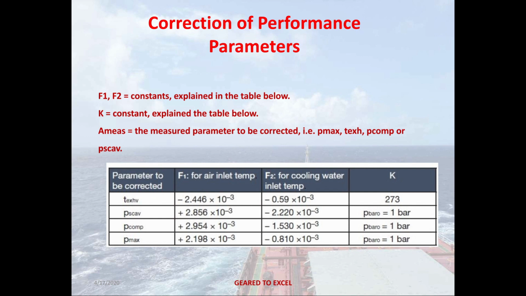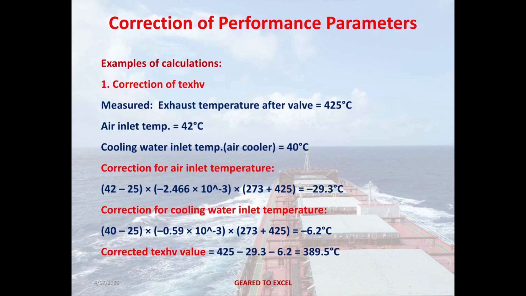Example of calculation. Let's do one calculation for correction. So we are correcting the exhaust gas temperature after the valve. Let's see. Measured exhaust temperature after valve is 425 degrees Celsius and air inlet temperature is 42 degrees centigrade. Cooling water inlet temperature, air cooler, is 40 degrees Celsius.